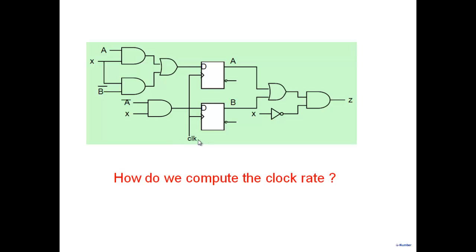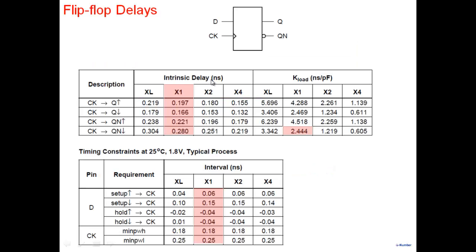In general, I may want to run the clock as fast as possible in order to get a faster system, and so we would like to determine the highest clock rate. Now, the highest clock rate, as may be obvious, will depend on the delays associated with these particular gates, and also delays associated with the flip-flop here. So let's look at the delays associated with the flip-flop first.